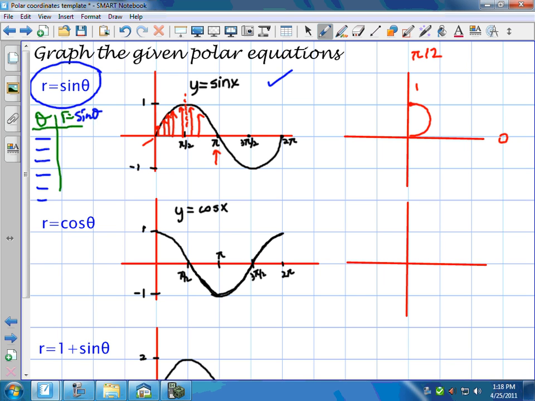And then from pi over 2 to pi, what's going to happen to these distances? Over here, from pi over 2 to pi, what's going to happen? They should decrease. It should go from 1 to 0. So 1 back to 0. Again, this is the point where r equals 0, right? What if you go around one more time, from pi to 2 pi? What is going to happen? For example, from pi to 3 pi over 2, what will happen?